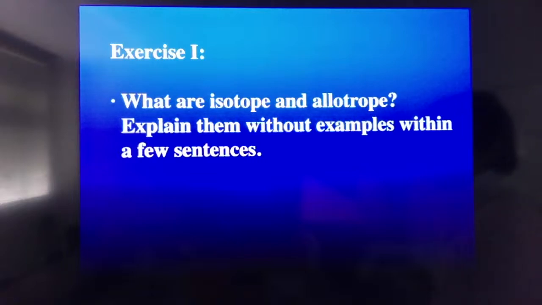I'm going to show you exercise two just before the end of this lecture. This is exercise one. This is a typical question for the entrance exam of high school or university. What are isotope and allotrope? Explain them without examples within a few sentences.